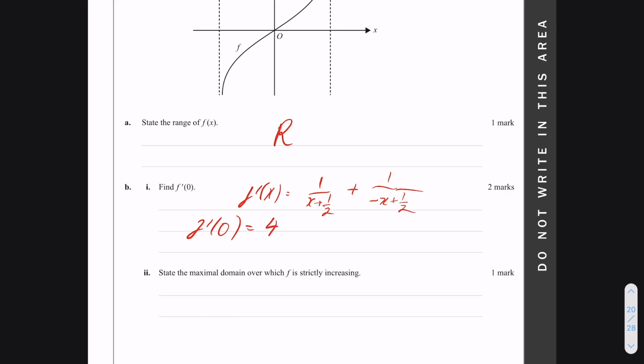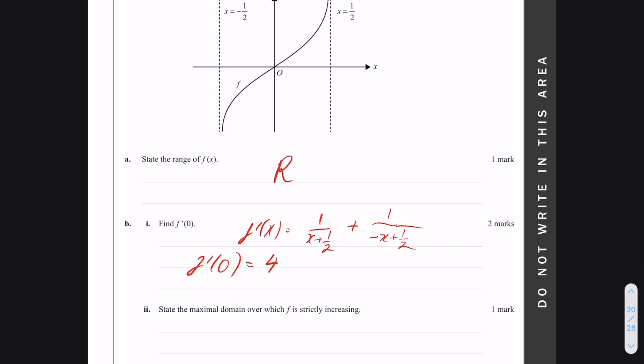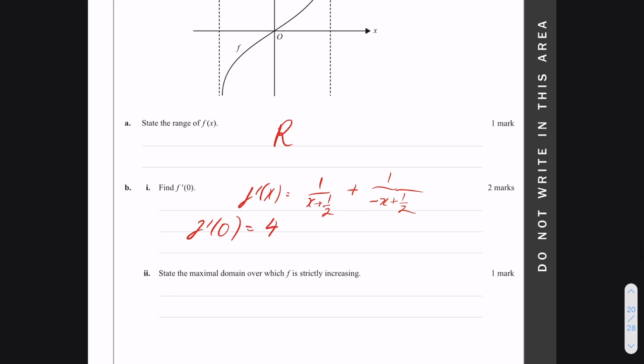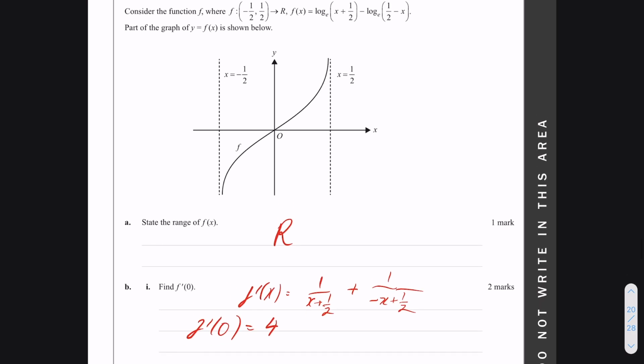The maximal domain over which f is strictly increasing. It's always increasing. So for the domain that it's defined.